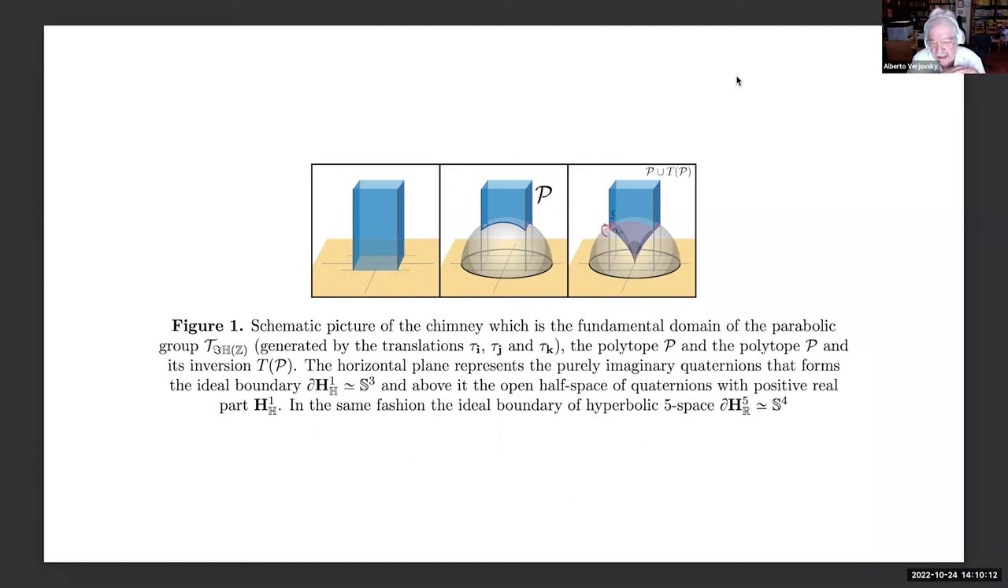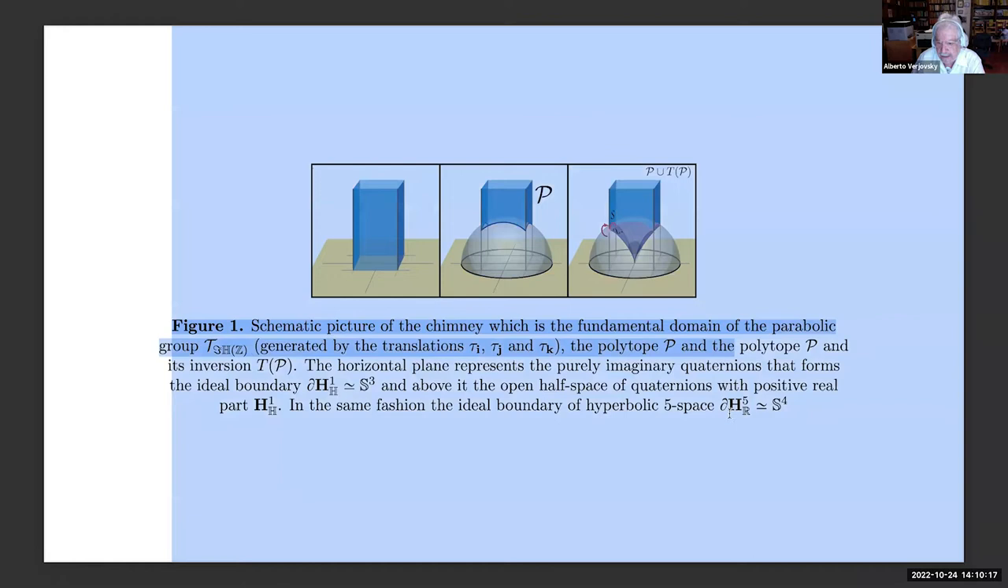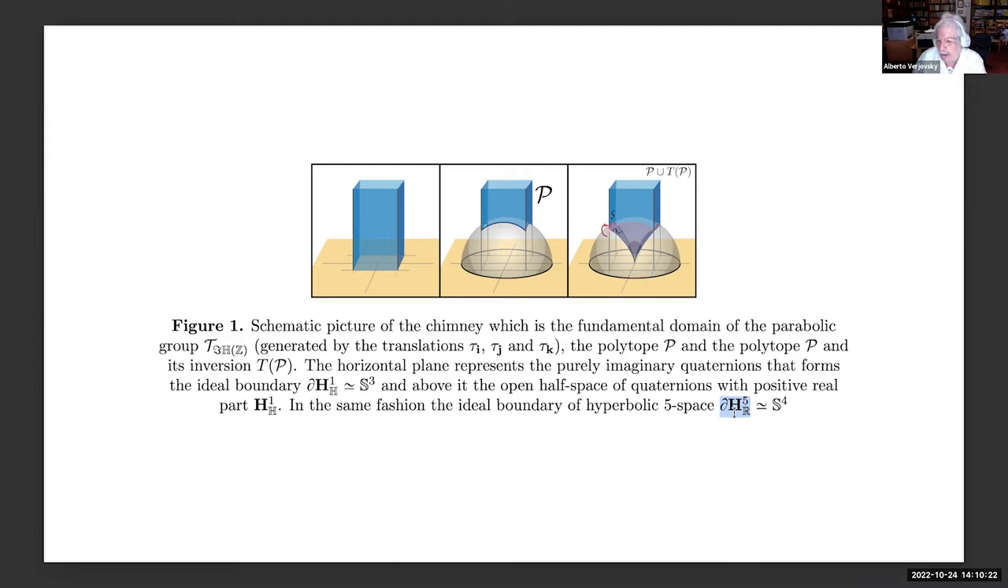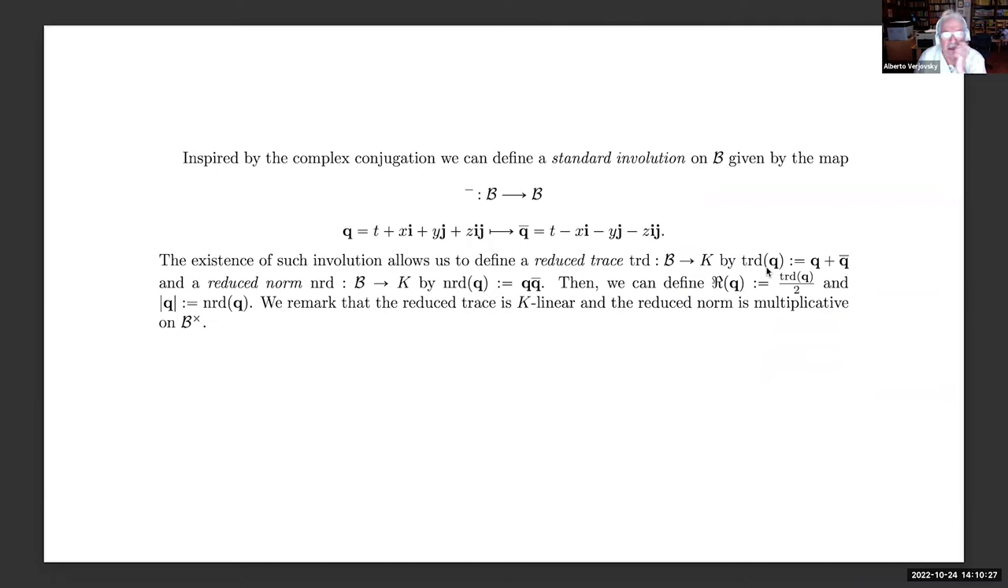But we can also think of the five-dimensional real hyperbolic space whose boundary is S4. And this is inspired by complex conjugation. In the quaternion algebra B, you define the usual conjugation, and the associative involution allows us to define a reduced trace, Q plus Q bar, and the reduced norm, Q times Q bar. This is the square of the Euclidean norm.